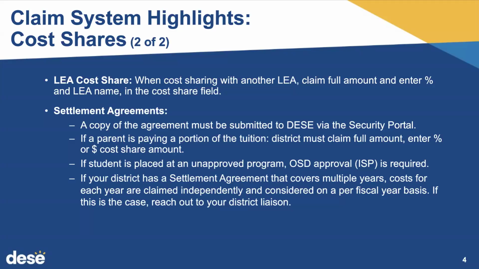If your district has a settlement agreement that covers multiple years, and this is where it gets a little trickier, we look at each cost for each year reaching threshold. So for example, if you have a settlement agreement that you just signed and the total is $100,000, but really it's $50,000 for FY25 and $50,000 for FY26.